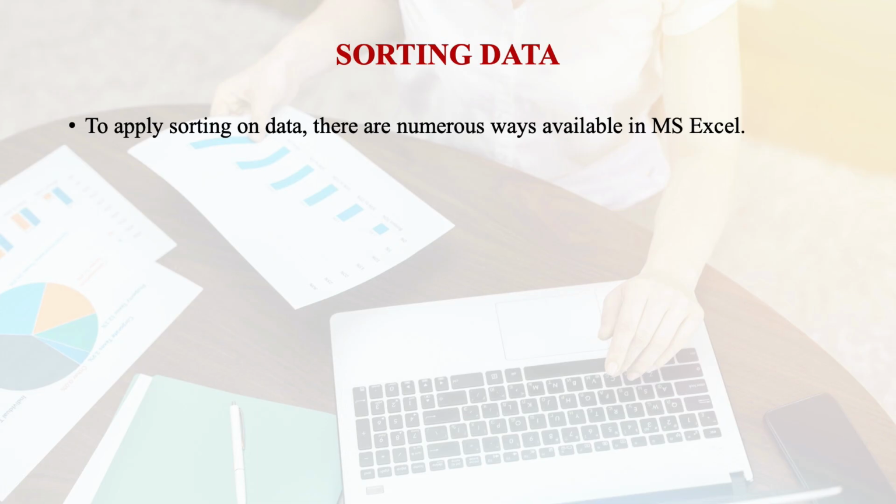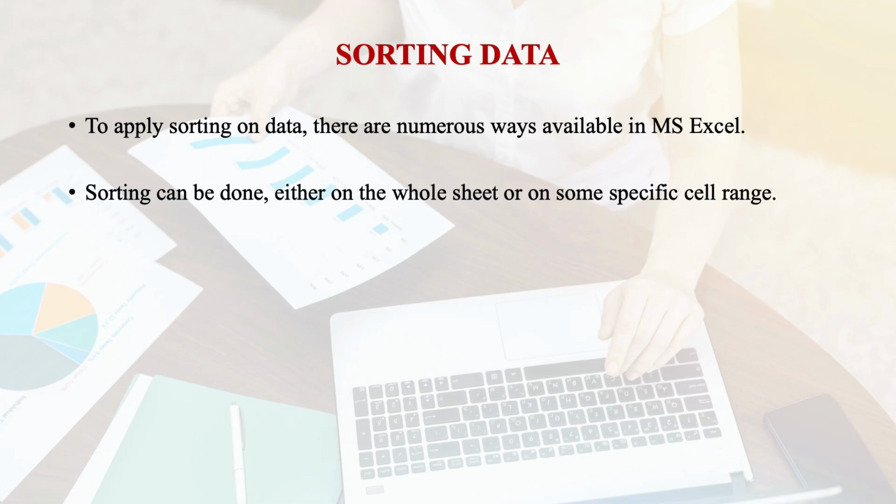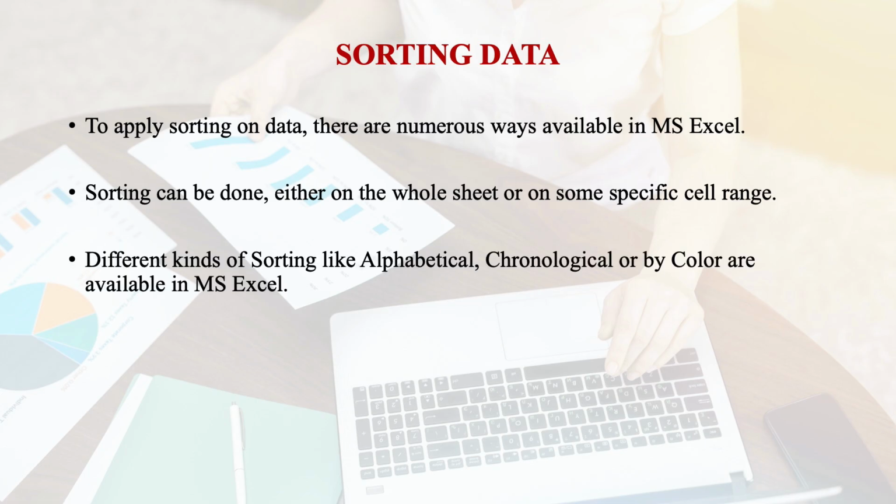So sorting of the data is very important. You need to arrange the data in ascending order or descending order, and there are numerous ways available in MS Excel to sort the data, and it can be applied either on a range of cells or on the whole sheet. There are different types of sorting. Likewise, you can go for alphabetical sorting or chronological sorting, and different mechanisms are there. We will be discussing these.